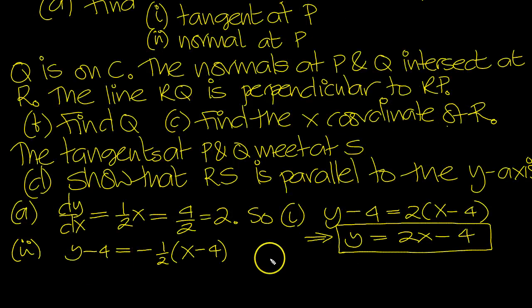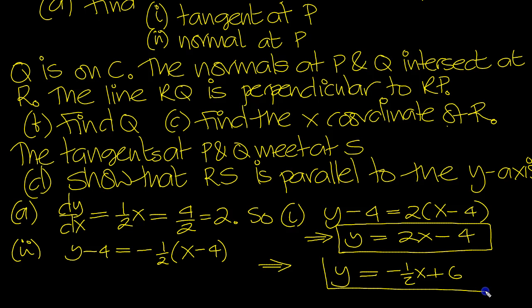Let's have a look. So that tells us then that y is equal to minus a half x, minus times minus is a plus, 4 over 2 is 2, move this over to plus 4, so it's plus 6. So there's the normal at P, and the tangent and normal.